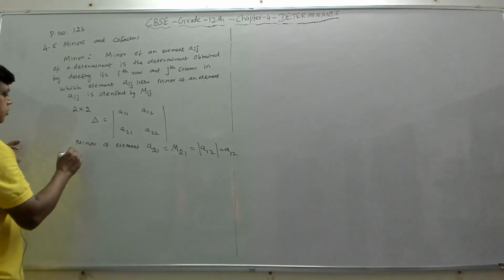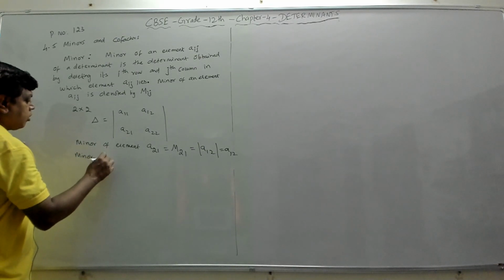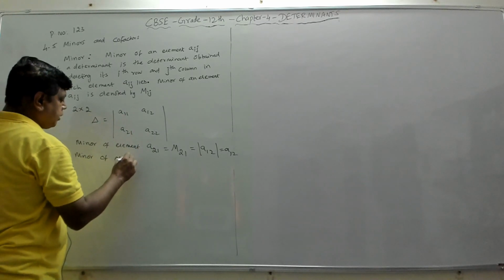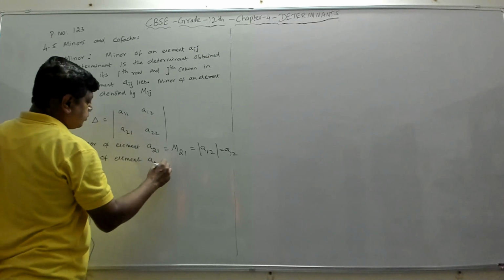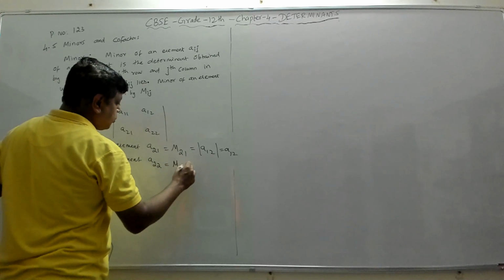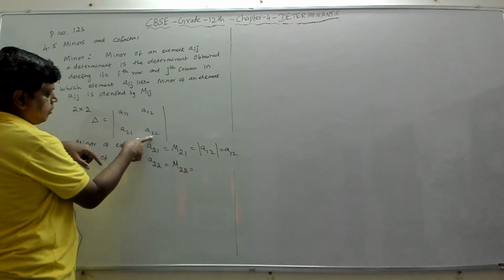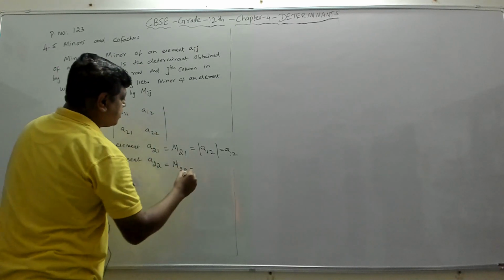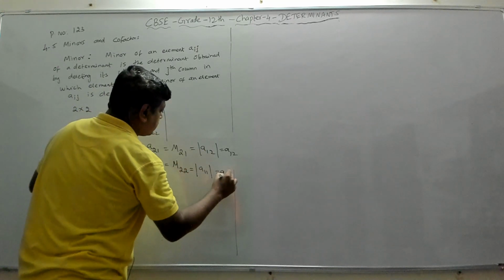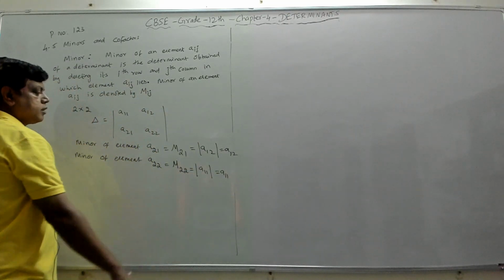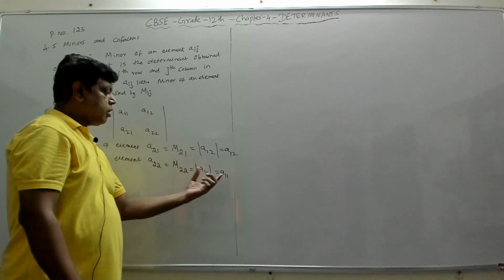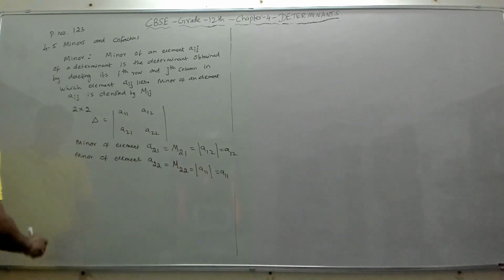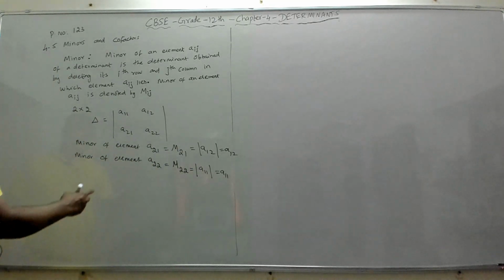Similarly, suppose you want to find the minor of the element A22, denoted by capital M22. Close that particular row and that particular column. You have A11 left, and the determinant of A11 is A11, since the determinant of a 1 cross 1 matrix is the same element. So you close this and take that. This is how we find the minor of any element in a 2 cross 2 matrix.